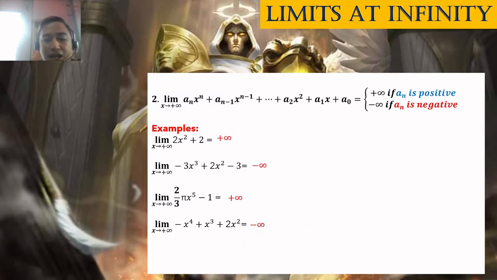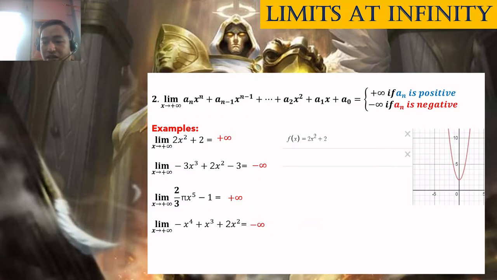So to see this, let's look at the graph. The graph of 2x squared plus 2. Here it is. Let's look at the part on the positive side of x. See that it heads to positive infinity, the value of the function in y. Okay, next.